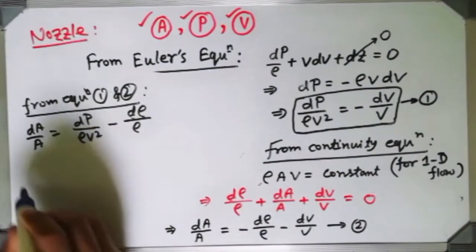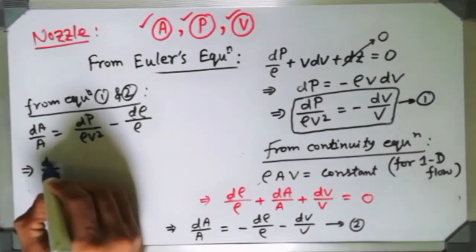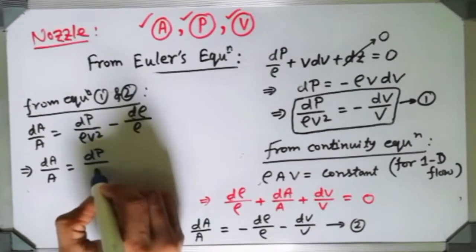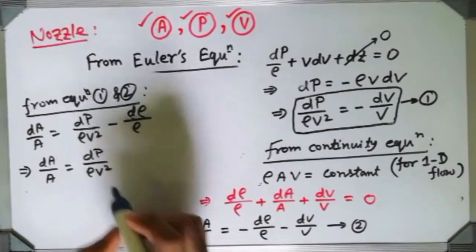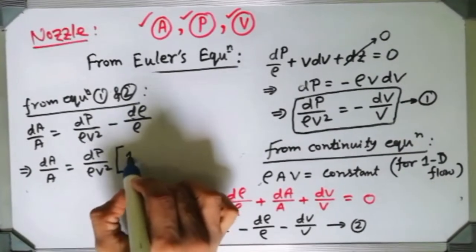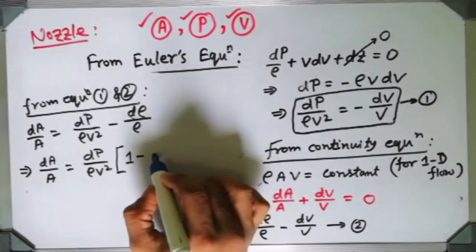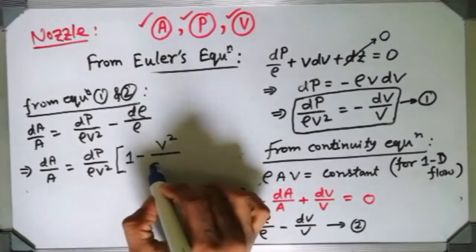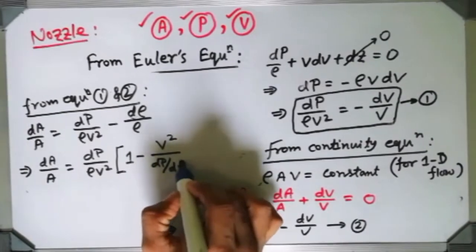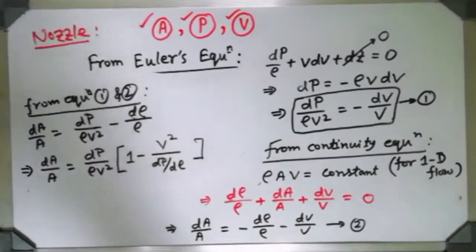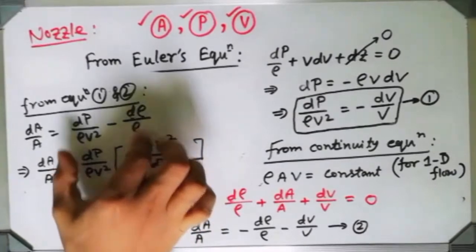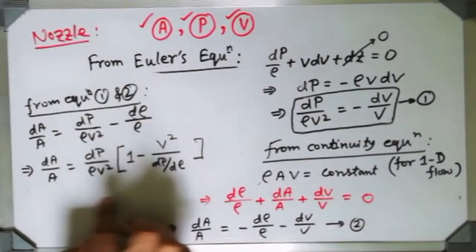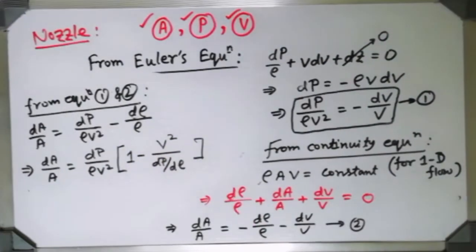Intentionally I have taken a common over here, that is dP by rho V square. If I take dP by rho V square as a common, it will be converted like this: 1 minus V square by dP by d rho. Check, if it is confusing then tell me. From the right side I have taken a common forcefully, dP by rho V square. So this part will look like this or not, check it out.